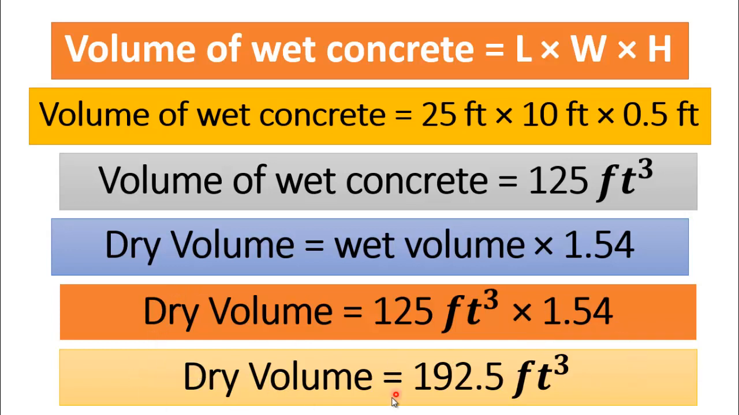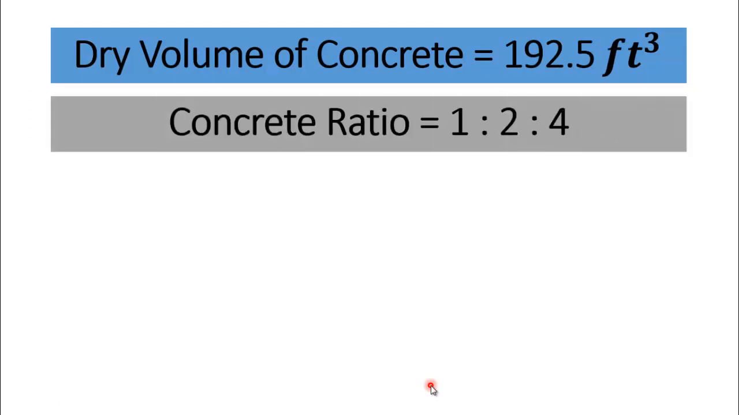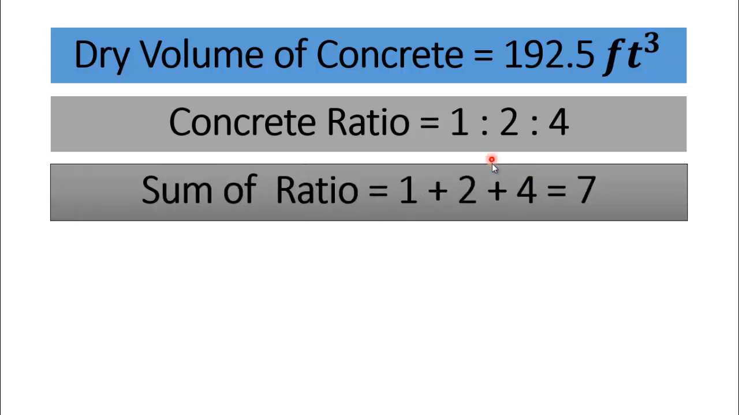Now we have to find the quantity of cement, sand and coarse aggregate in this dry volume. For this purpose we need to know about the ratio of concrete. As discussed earlier, the ratio used here is 1:2:4. Now to find the quantities of different materials of concrete, the first thing you need to do is find the sum of ratio. So first we will calculate the sum of ratios. The sum of ratios can be found by just adding these three: 1 plus 2 plus 4 is equal to 7.